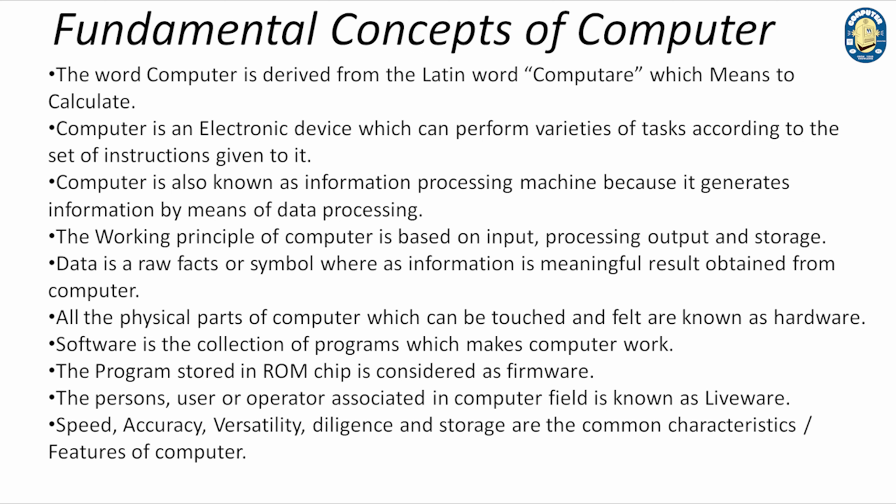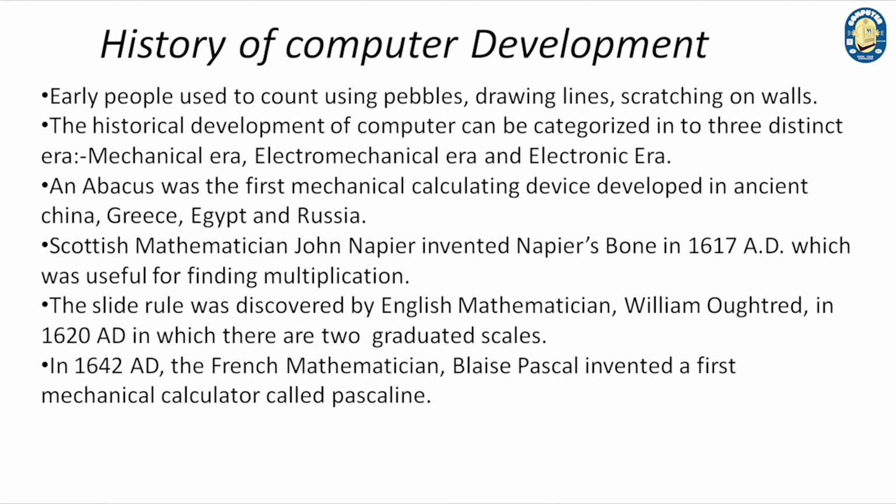Speed, accuracy, versatility, diligence and storage are the common characteristic features of computer. History of computer development. Early people used to count using pebbles, drawing lines, scratching on walls. The historical development of computer can be categorized into three distinct eras: mechanical era, electromechanical era, and electronic era.